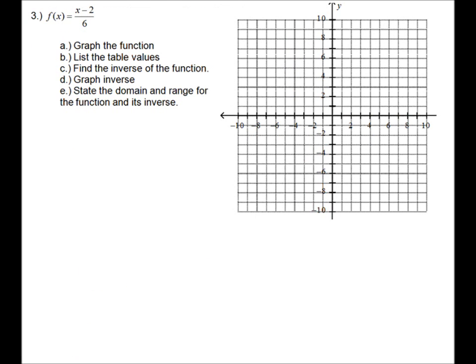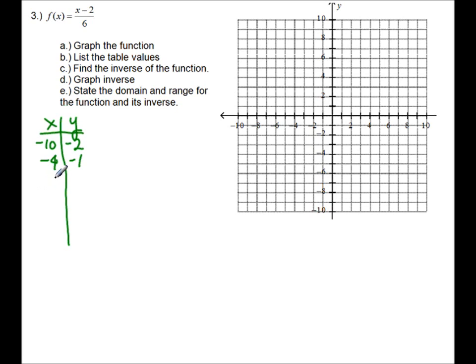The first thing we want to do in this problem is graph the function. And in order to graph the function, we need to list the table of values. Now, this is a linear function, and the easiest way to do this is to find whole values of x. And so what I did is I picked -10. -10 minus 2 is -12, divided by 6 is -2. The next value I looked at was -4. -4 minus 2 is -6, divided by 6 is -1.